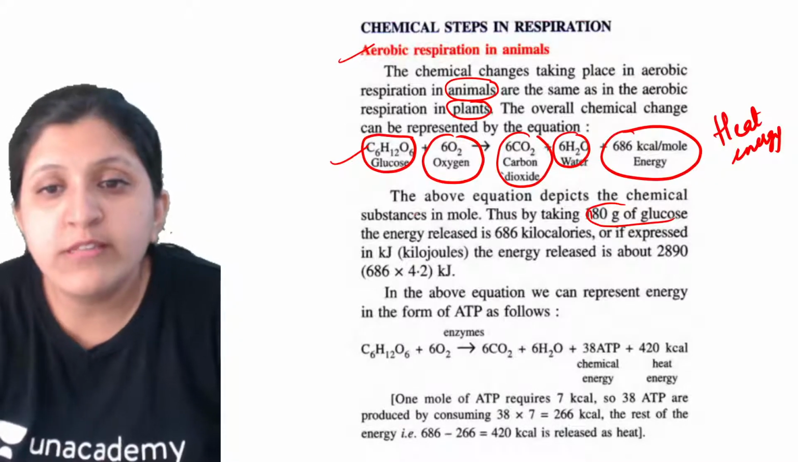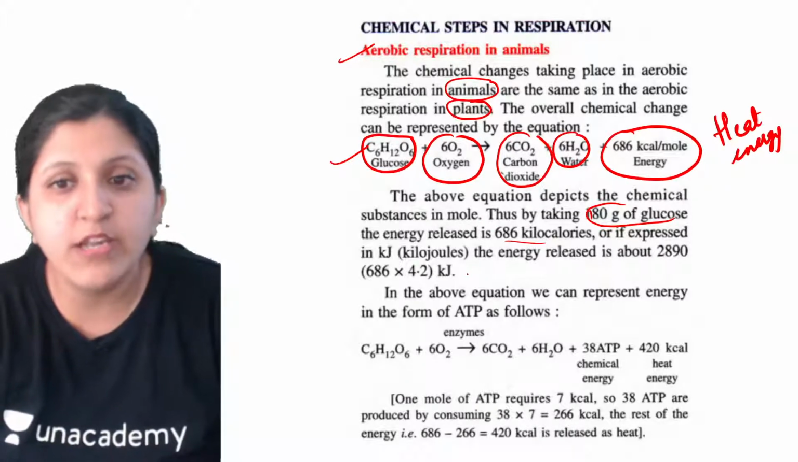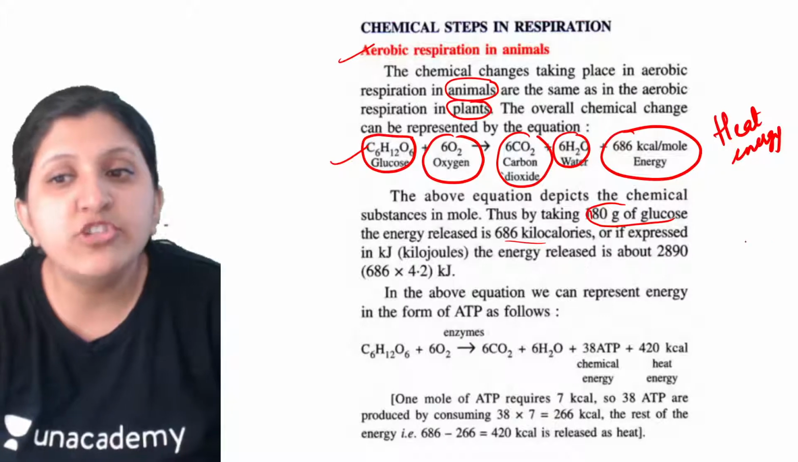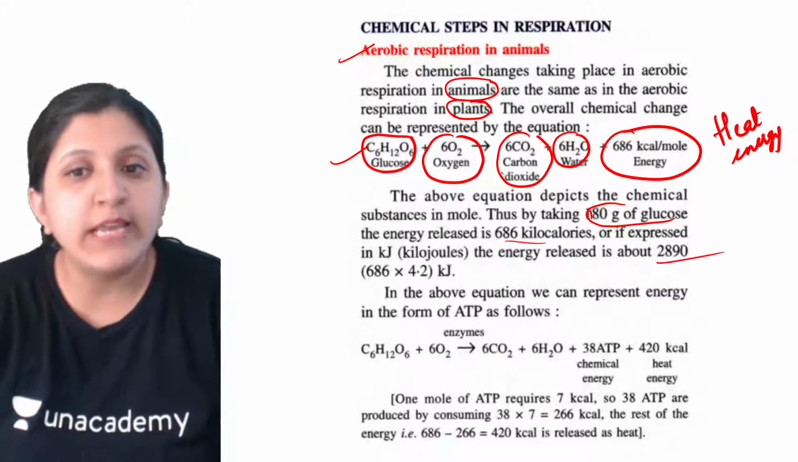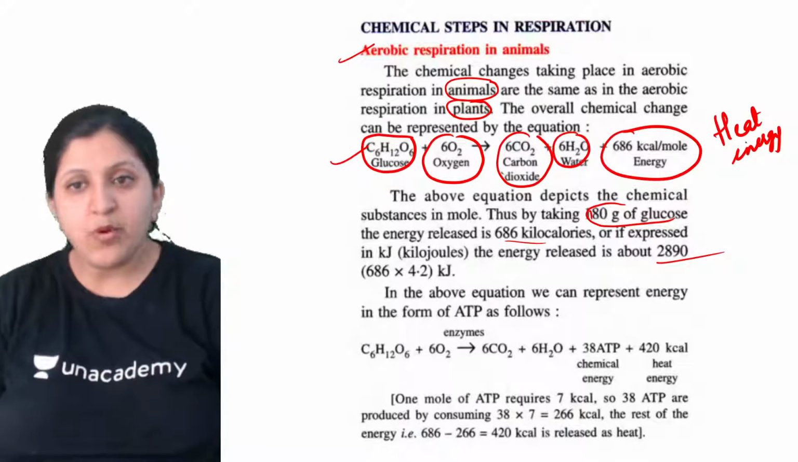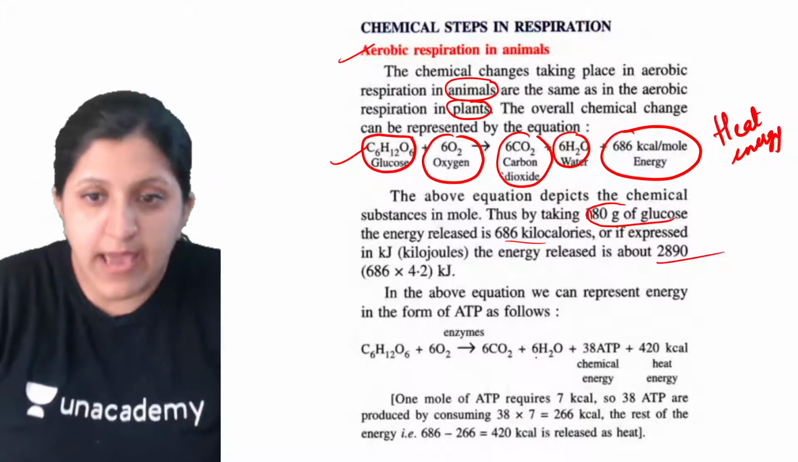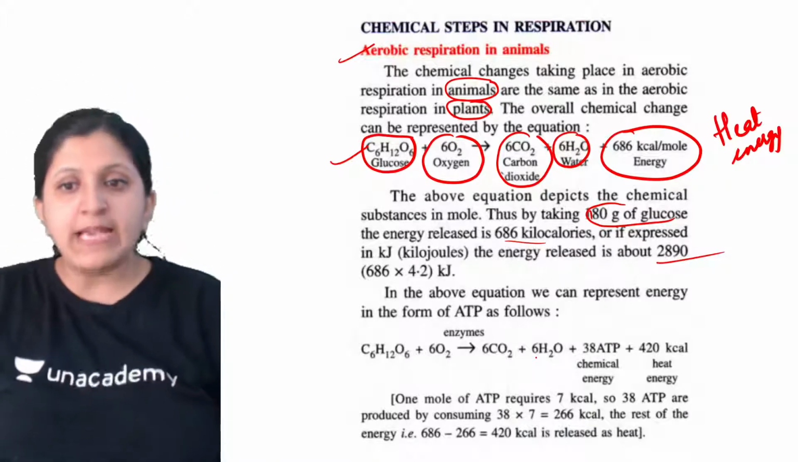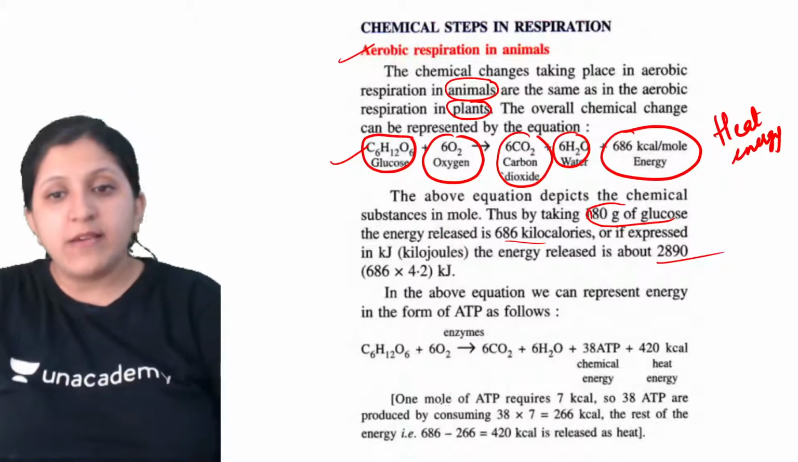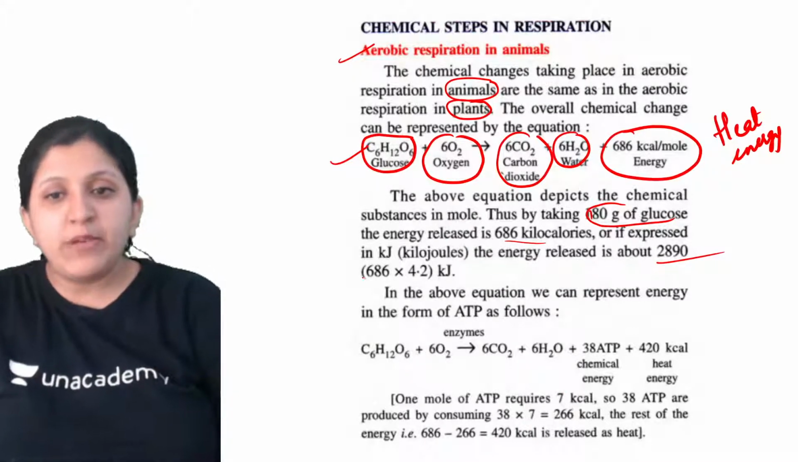And this energy released is 686 kilocalories, or if expressed in kilojoules, about 2890. This is the energy that is released from this amount of glucose. In the above equation, we can represent the energy in the form of ATP as below. You can see here, for 7 kilocalories, 1 ATP can be formed.